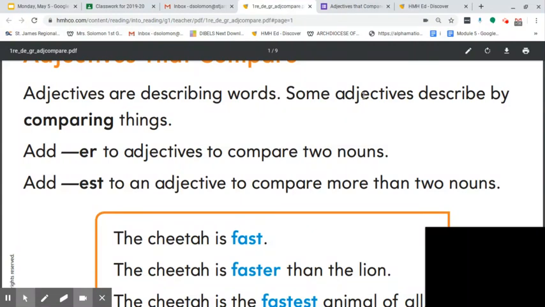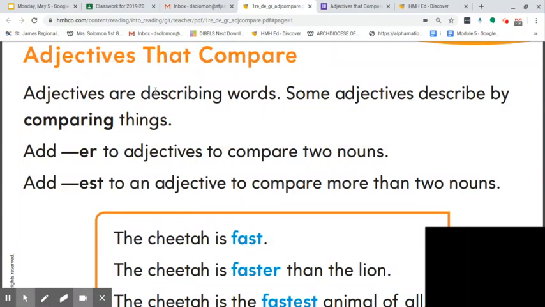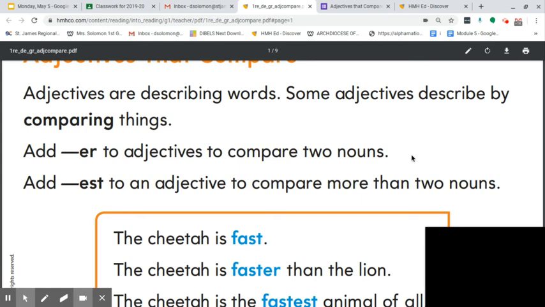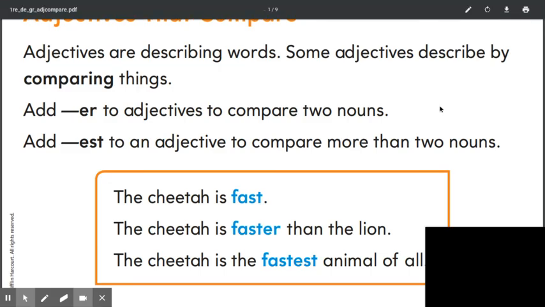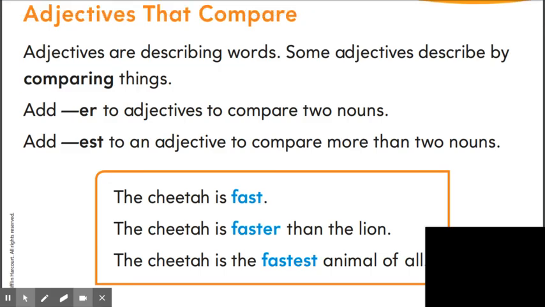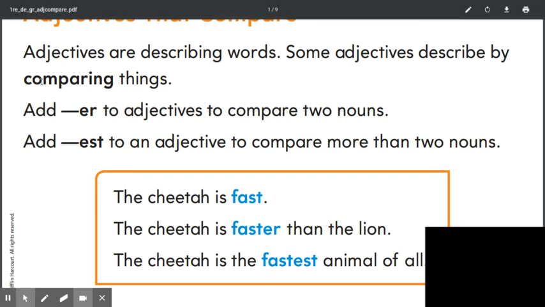This week's grammar lesson for Module 10-2 is adjectives, but adjectives that compare. We've talked about adjectives before, but this time we're going to deal with adjectives that specifically talk about comparing. Adjectives are describing words. Some adjectives describe by comparing things. You add ER to compare two nouns. Add EST to an adjective to compare more than two nouns.